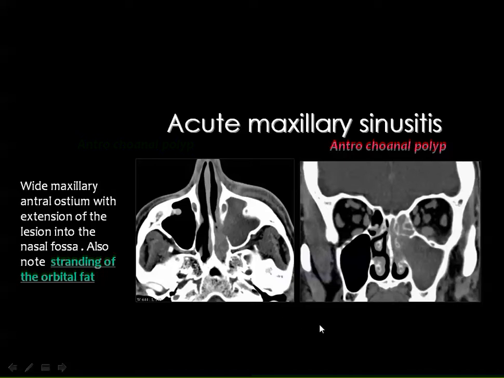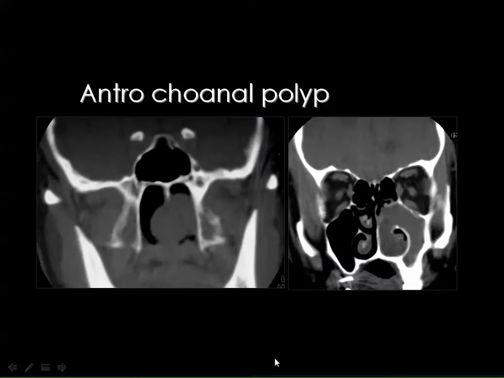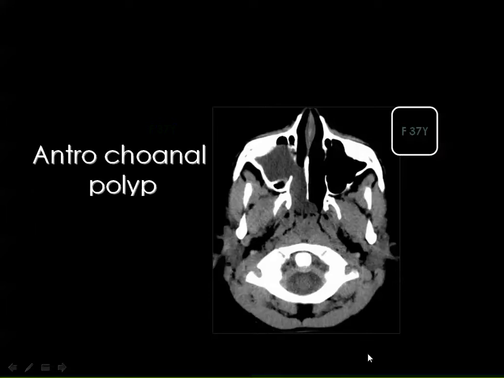This is an antrochoanal polyp. The sinus is opaque, the ostium is wide, the lesion in the sinus is continuous with another lesion in the nasal fossa, and this lesion is merging with the nasal turbinates, as you can see here. And this is another antrochoanal polyp. The sinus is opaque, the antral ostium is wide, and the lesion is continuous into the nose and also into the nasopharynx.